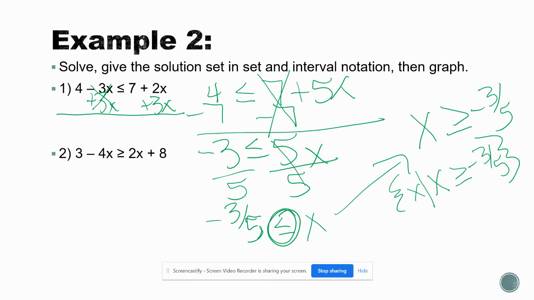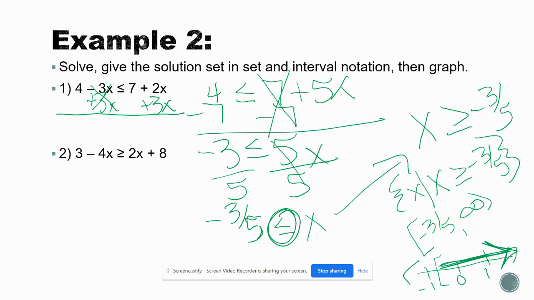If we're writing it in interval notation, greater than negative 3/5 means we're starting at negative 3/5 and going to infinity. Because it's equal to, negative 3/5 gets a bracket, and then infinity always gets a parenthesis. And then to graph that, we have a bracket at negative 3/5, shading to the right for positive infinity.